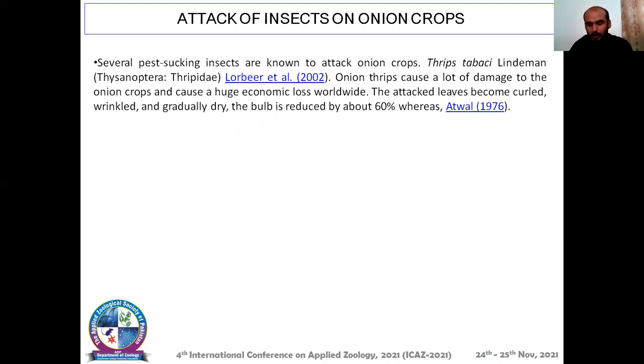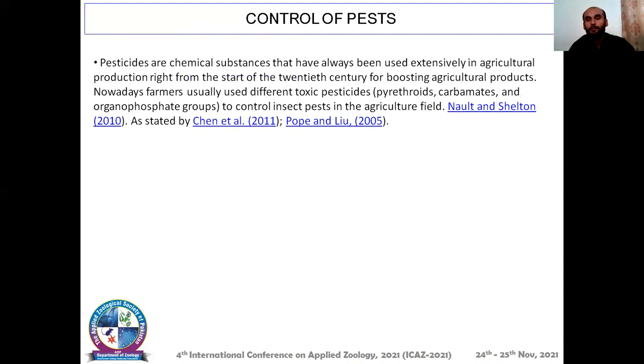Onions are attacked by several insect pests, and the most common pest that we see is Thrips, which cause a lot of damage to the onion crop and a huge economic loss worldwide. The attacked leaves become curled, wrinkled, and readily dry. The bulb size is reduced by approximately 60%.